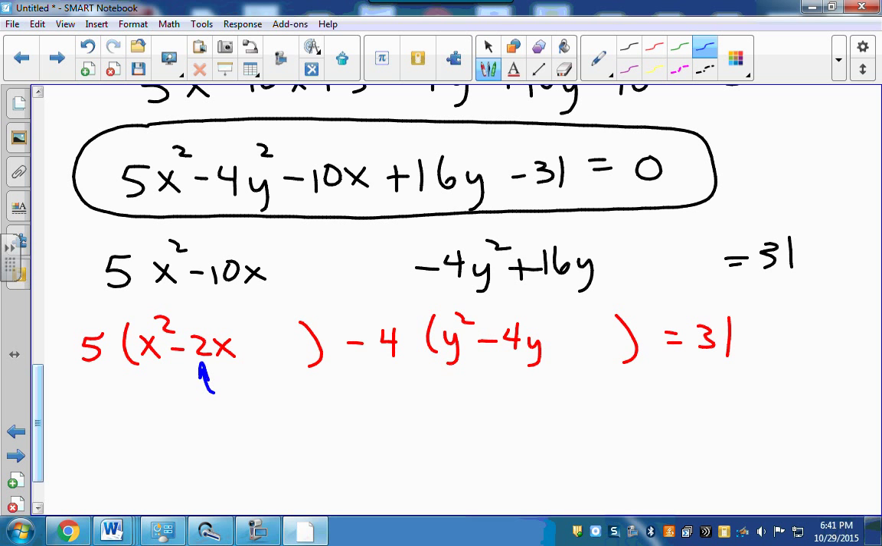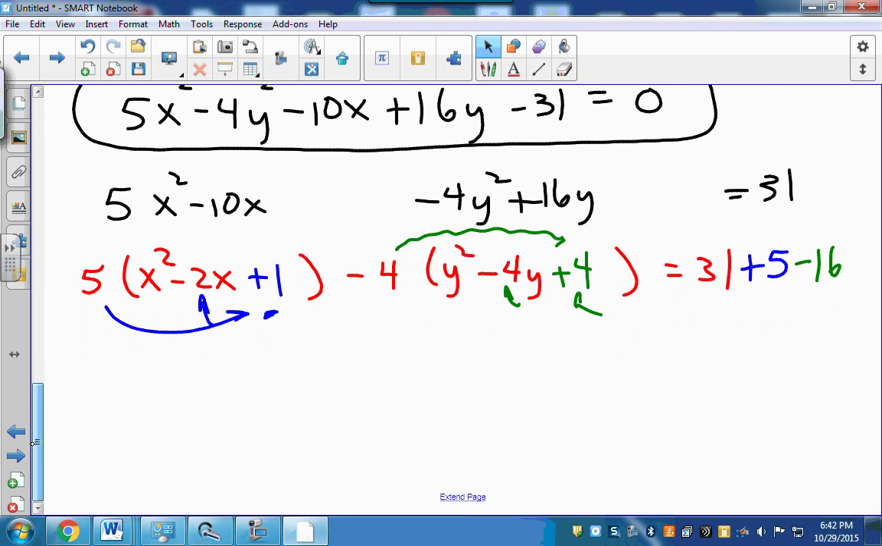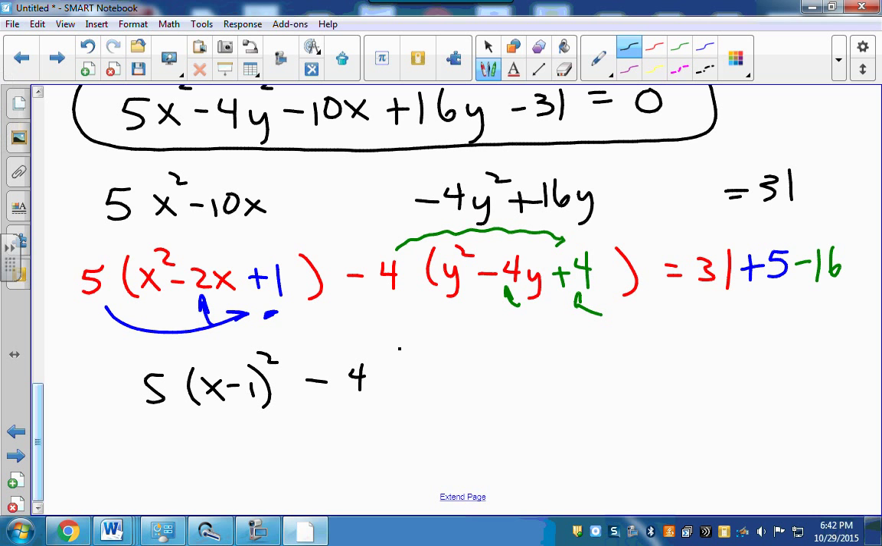So half of negative 2 is negative 1. When we square it, we get 1, and we add the same amount to the other side. Right? Again, remember this 1 is in this parentheses, and it is multiplied by 5. That's why I add 5 on the right. Okay, for the y, half of negative 4 is negative 2. Squared is 4, and add the same amount to the other side. That would be minus 16. Again, the 4 is in the parentheses, but it's multiplied here. So we really change the left side by minus 16. We have to change the right side by minus 16. Okay, getting close. We have 5 times x minus 1 squared minus 4 times y minus 2 squared equals 36.